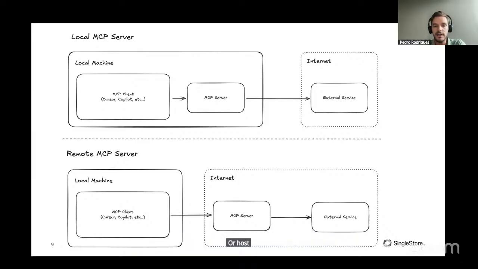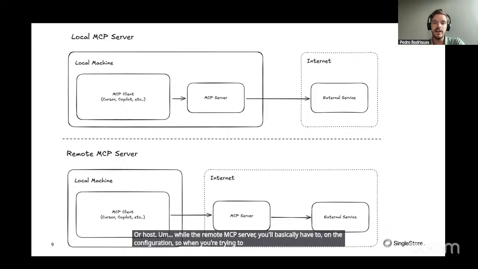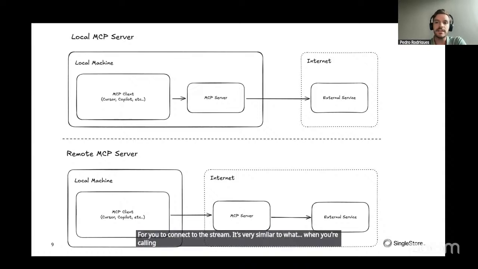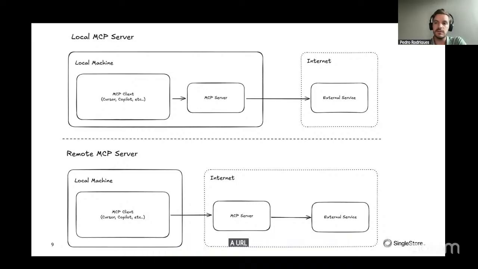While for the remote MCP server, you'll basically have to change the configuration. When you're trying to connect to the server, instead of giving a package to run locally, you'll provide a URL to connect to the stream. It's very similar to calling a REST API, where you have a URL to connect to your API and get the response that you want.